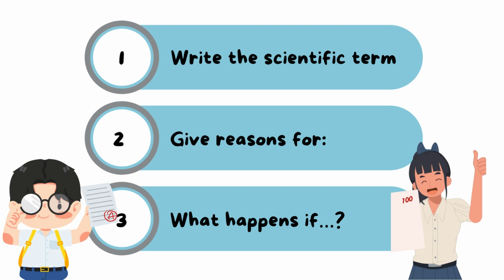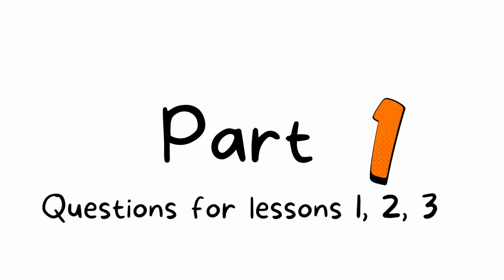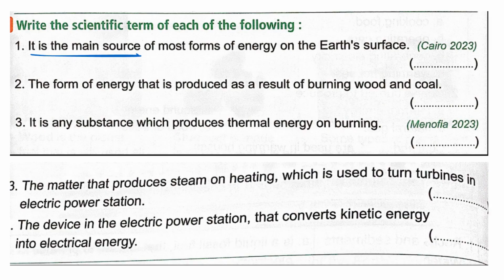As our revision will include write the scientific terms, also give reasons for questions, and what happens if. Now, this is part 1, which concerns questions for lessons 1, 2, and 3 from Concept 2, Unit 3. Okay? First, we have write the scientific term of each of the following.